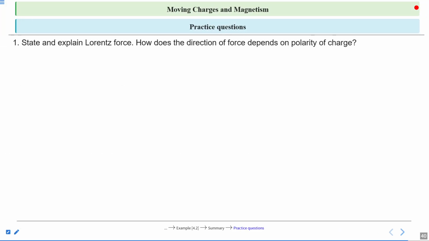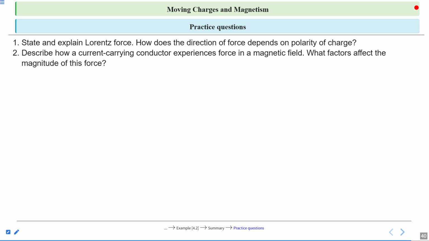So there are some practice questions. First question, state and explain Lorentz force. How does the direction of force depend on polarity of charge? You have to do it yourself. It will be a revision for yourself. Second, describe how a current carrying conductor experiences force in the magnetic field. What factors affect the magnitude of the force?